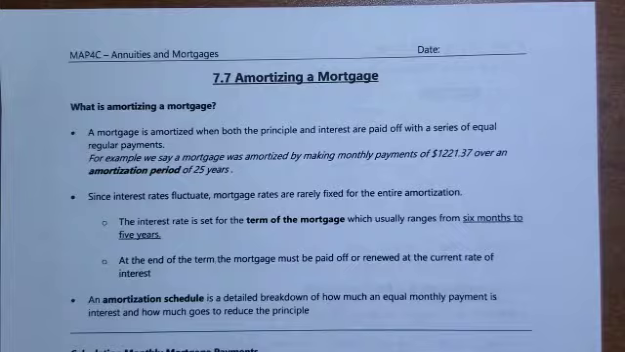For example, we say a mortgage was amortized by making monthly payments of $1,221.37 over an amortization period of 25 years.